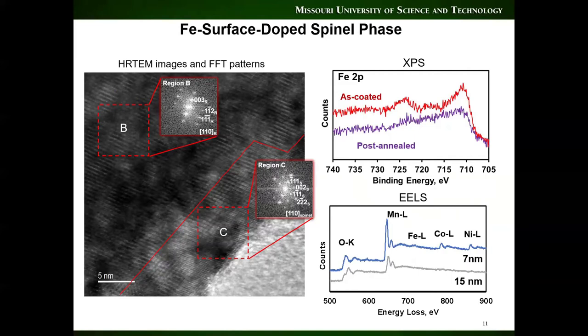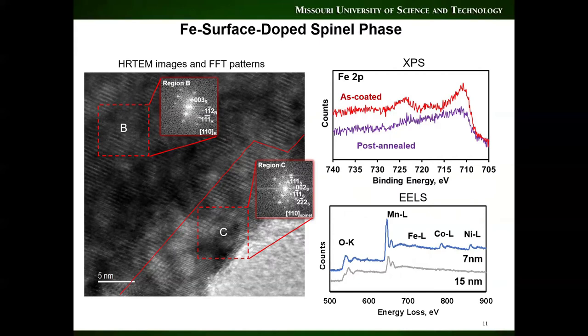On the right hand, the XPS spectra showed us that the intensity of iron reduced after annealing, which suggests a decrease of iron amount at the cathode surface due to diffusion of iron into the cathode structure. And the yield results from the C regions show a signal of the iron L edge, which directly proved the existence of iron up to 7 nanometers deep from the particle surface, which, however, didn't go deeper, since the yield at 15 nanometers didn't show us the Fe L edge.